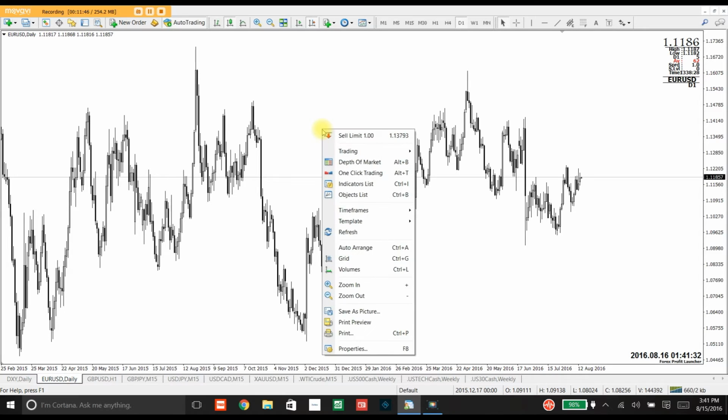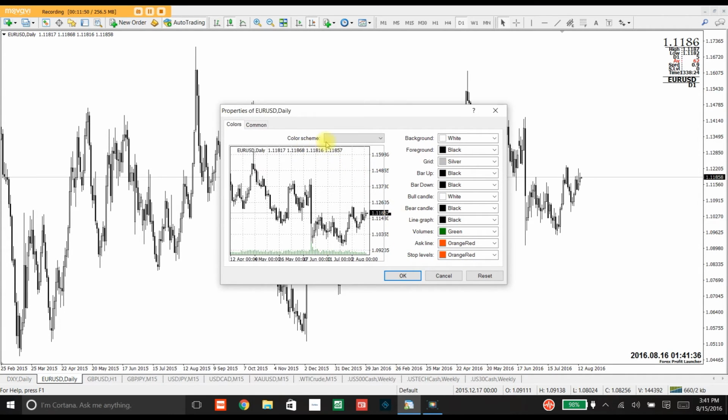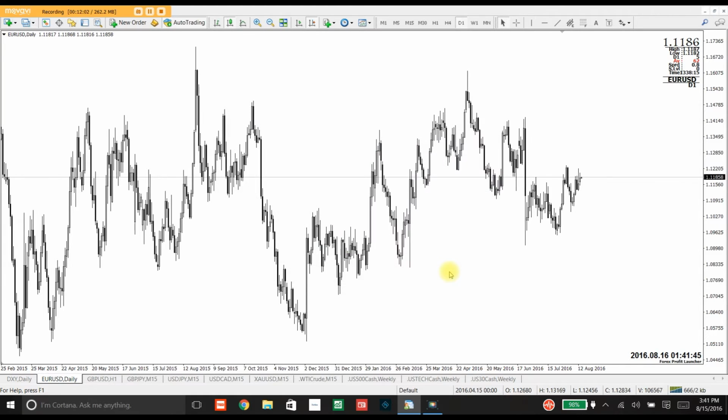You right-click. You go to Properties, and you go to right here to Color Scheme, and you go to Black on White. Yeah, it's default. You bet you didn't think that, right? Like I said, you don't have to have these crazy colors. I use a default template. Why? Because I don't need a gazillion colors on my screen. It does nothing for me. I like black and white. It gets the point across pretty well for me.